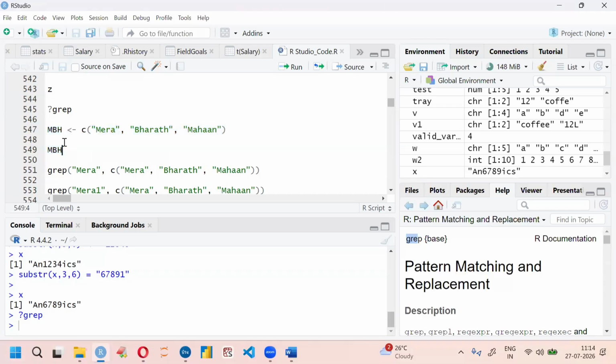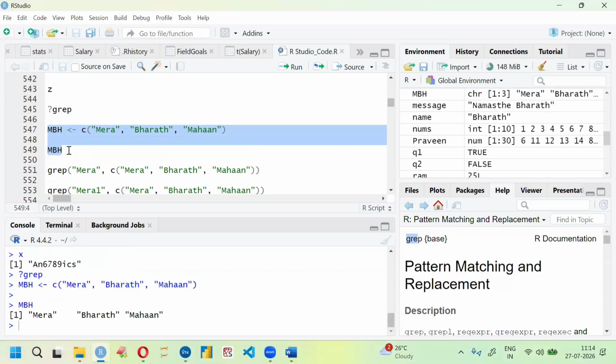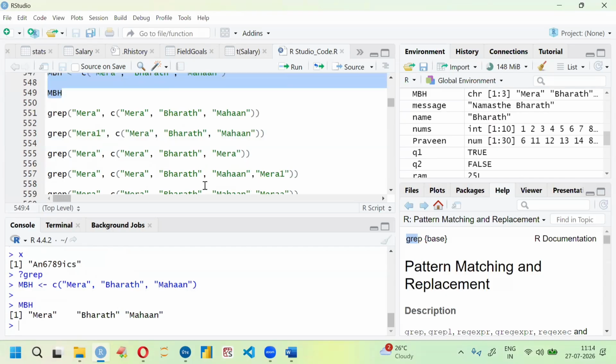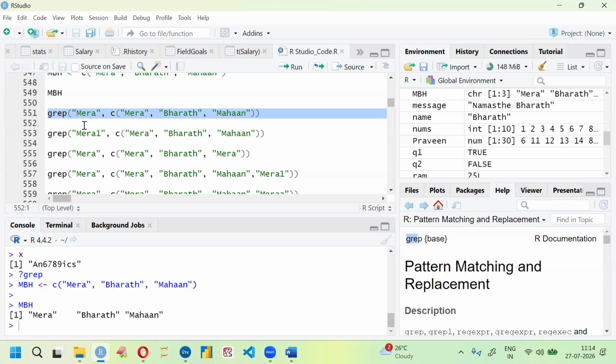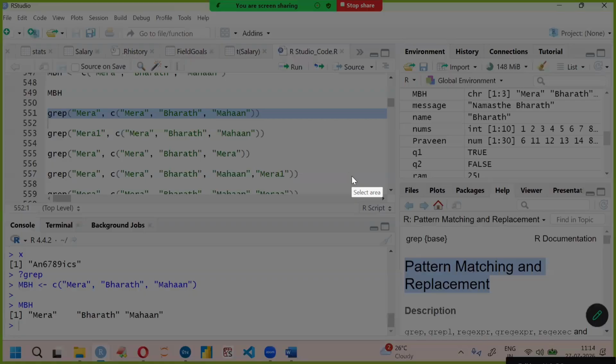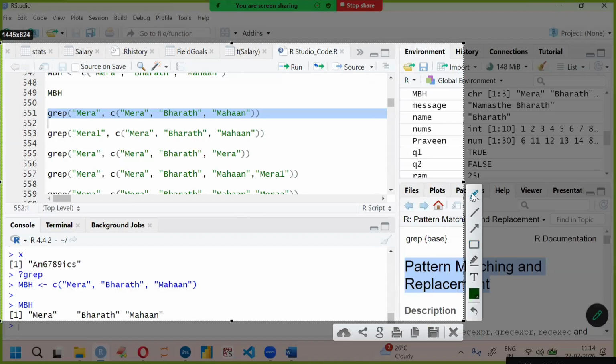So run that one, MBH. Now grep Mera in Mera Bharat Mahan. Generally, what is the purpose of grep? Grep is used for pattern matching and replacement. I am trying to search for an element with the name Mera. Here we have Mera, Bharat, Mahan, and the index of each element is: Mera has an index of 1, Bharat has an index of 2, and Mahan has an index of 3.